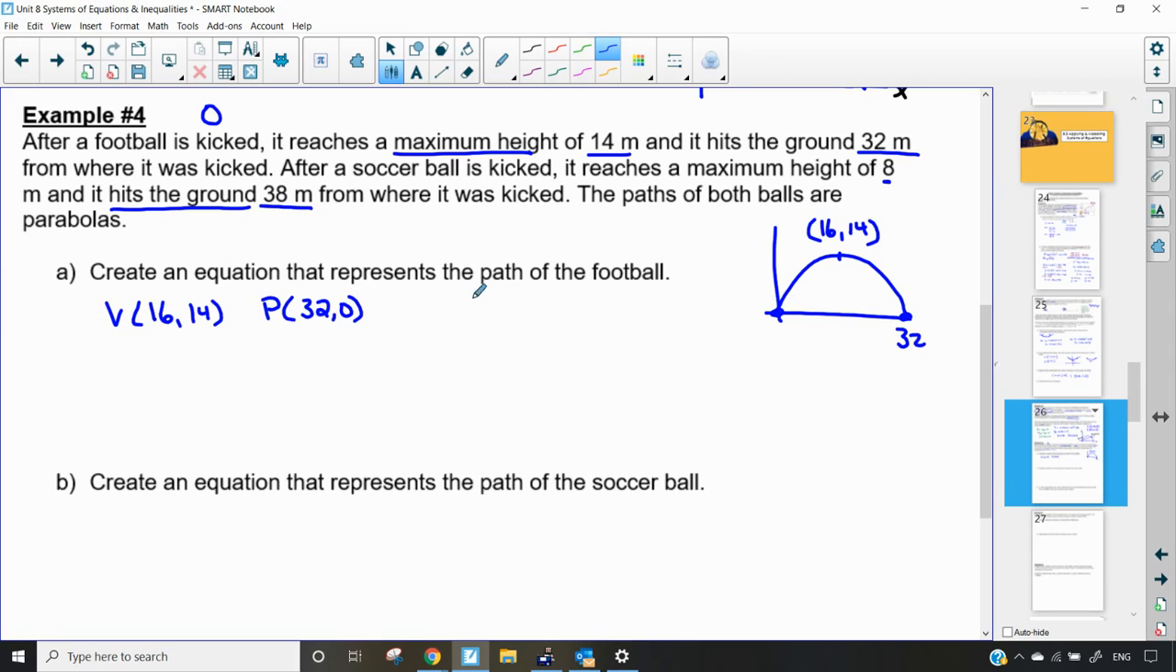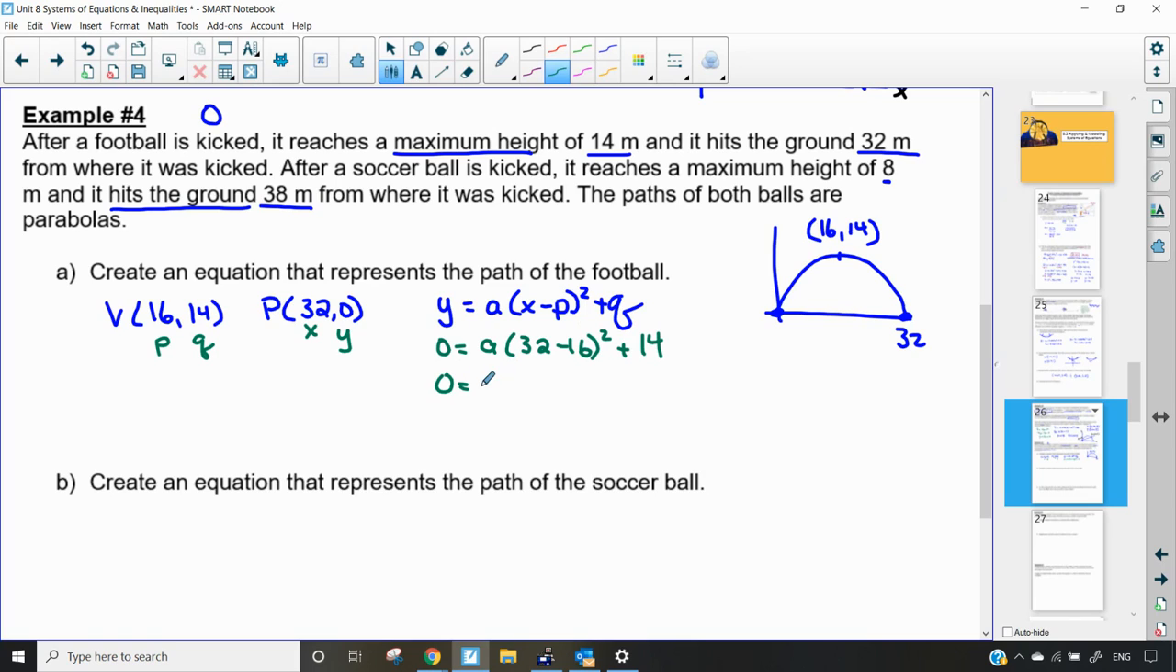So using that information and using our vertex form, y equals a times x minus p squared plus q, we can actually determine our equation. So we're going to label these as p and q and x and y, and we're going to sub into our equation. So y is 0, a is what we're looking for, and then we have 32 minus 16 squared plus 14.